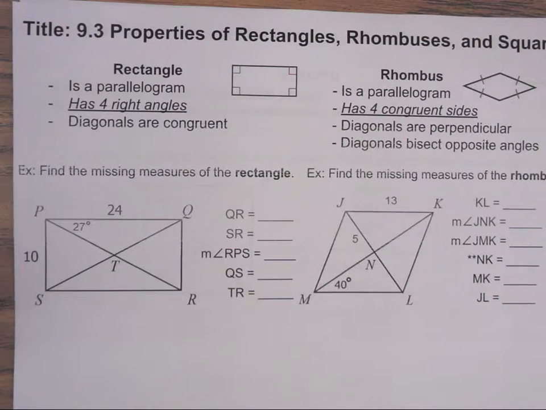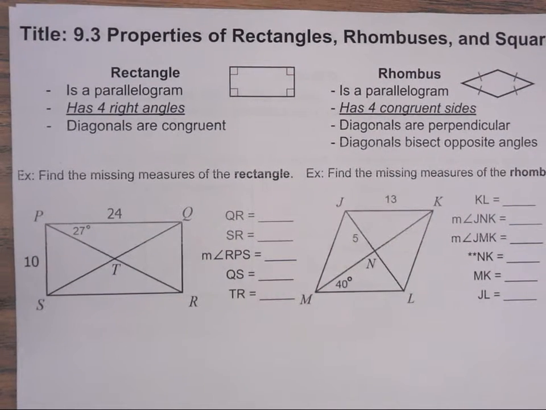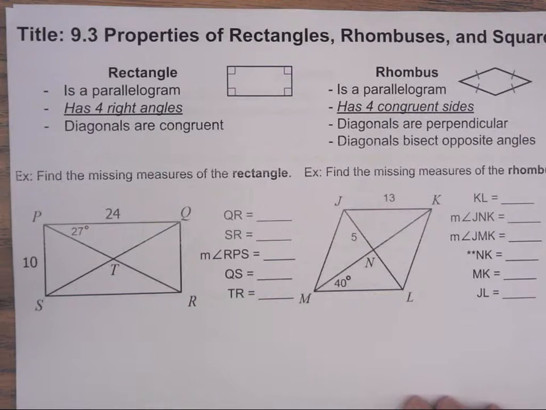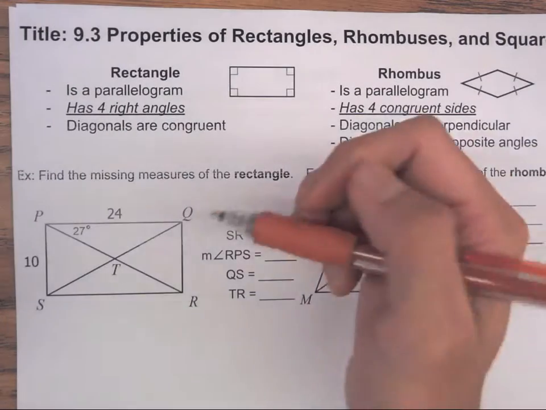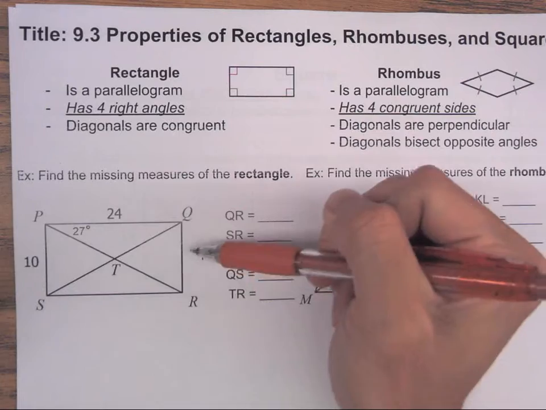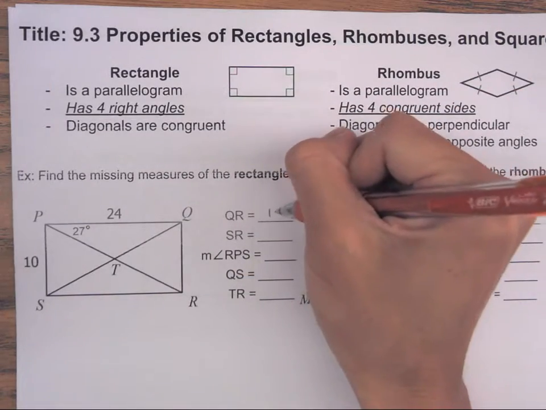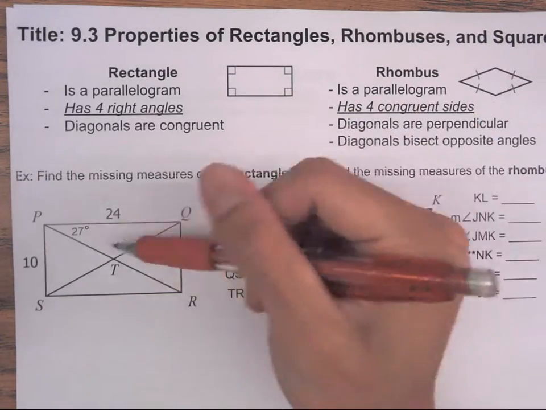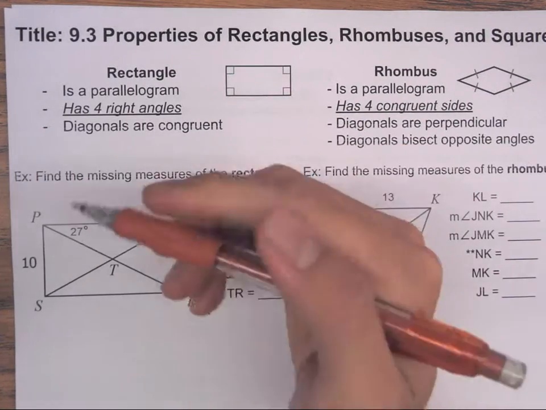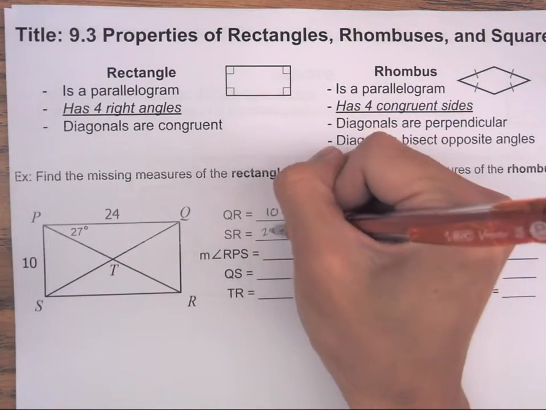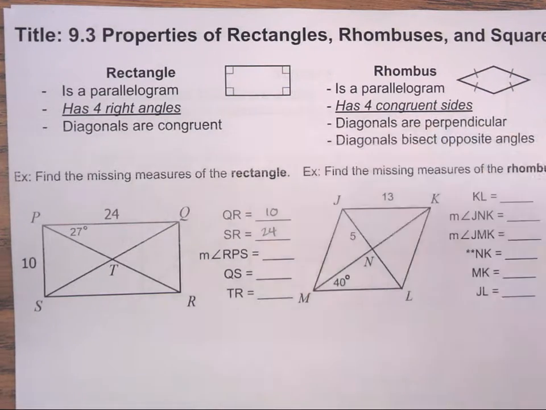Okay, so the first part says find the missing measures of the rectangle. This is pretty straightforward. If PS is 10, that means QR has to be 10. The sides that are opposite of each other are congruent. SR is 24. Doesn't get any easier than that.